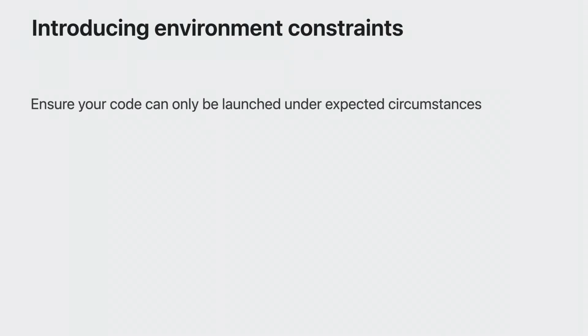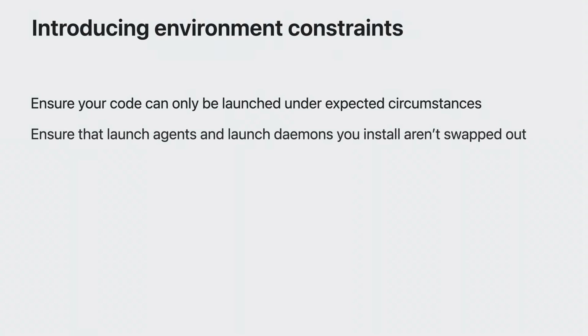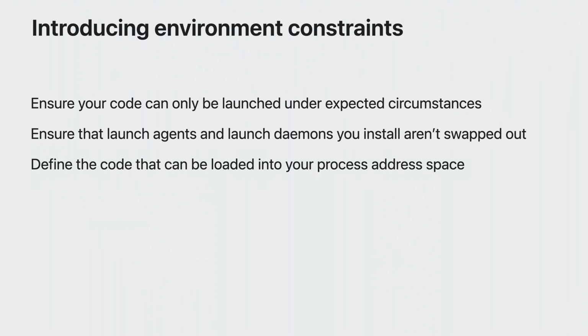Thinking about the threats I mentioned before, we realized that our existing protections focus on running processes rather than their execution environment. That's why we're introducing environment constraints. Environment constraints give you a new level of control over the circumstances under which your processes can run and the ways you can mix code in a process.